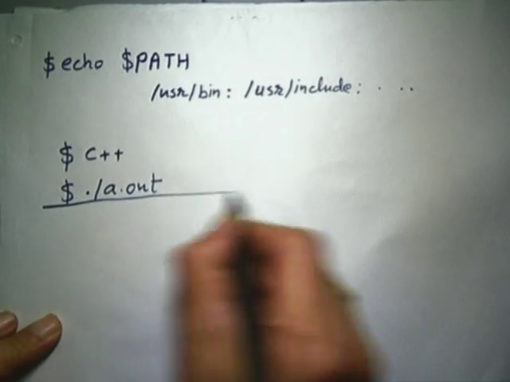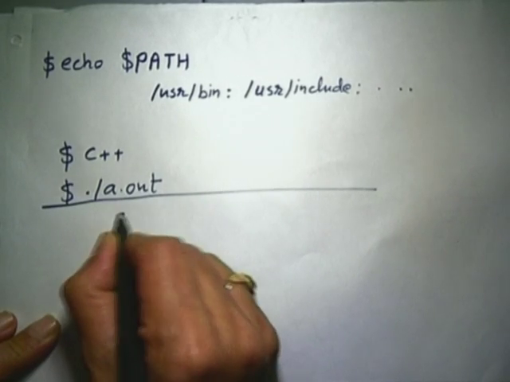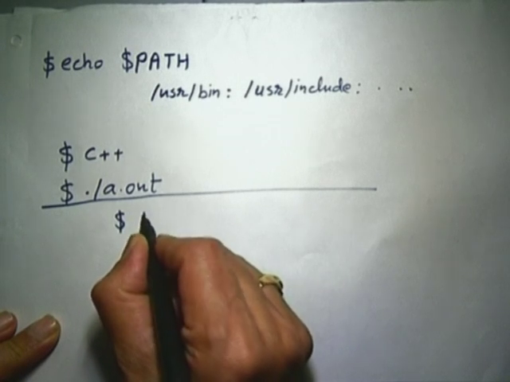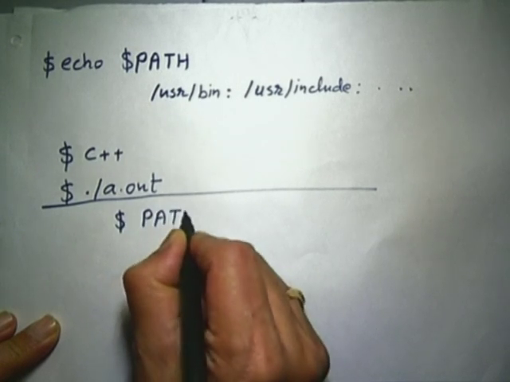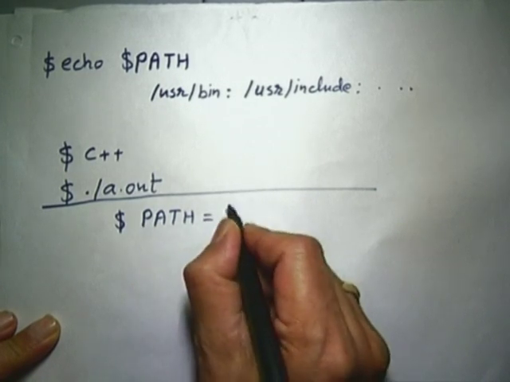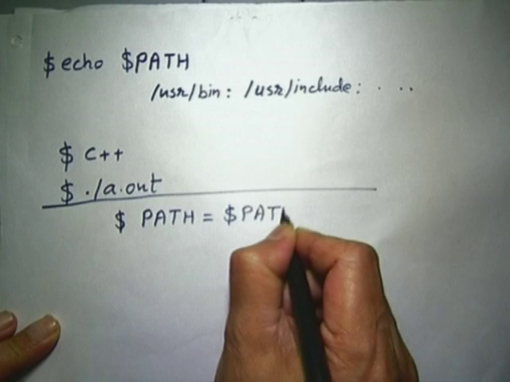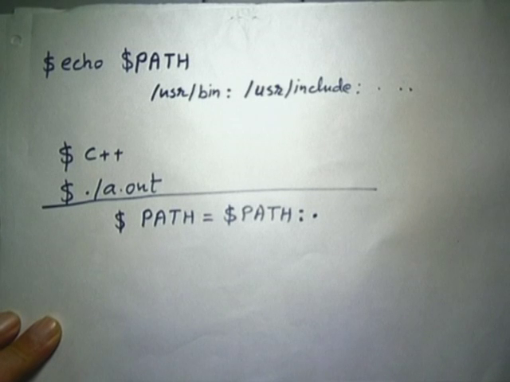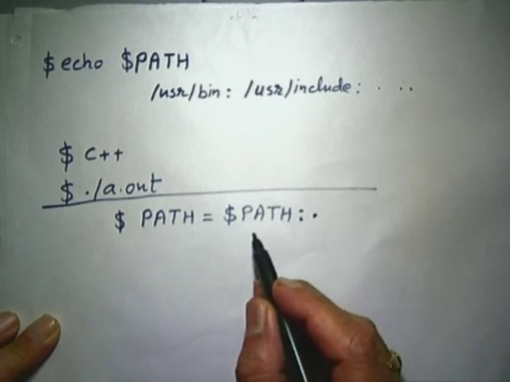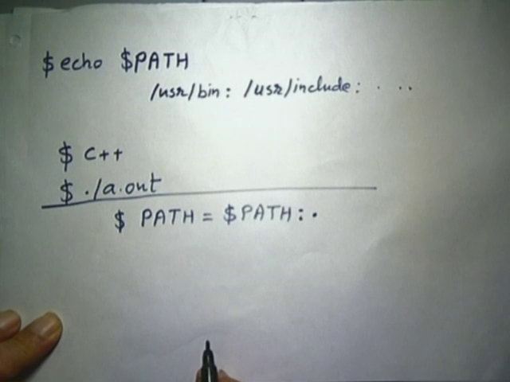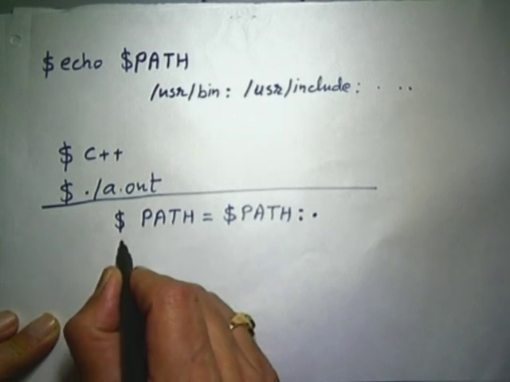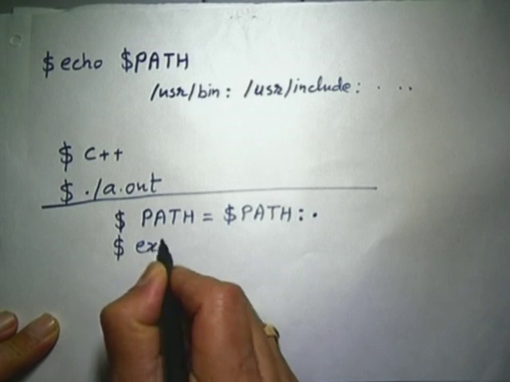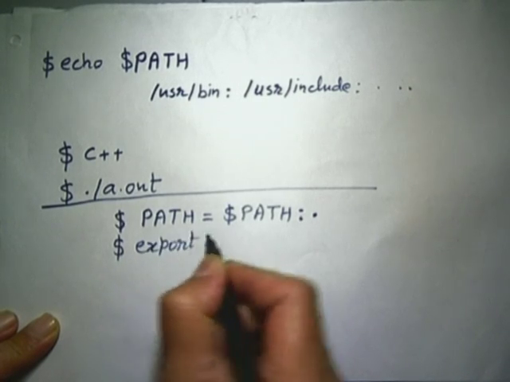And the easiest way is to extend the available path. Let me just give you that command because it's a very easy command to use. At the dollar prompt, you can simply say path equal to $path:\. That means whatever is the value of path, put a colon after that and put a dot after that. And then you have to say export path.